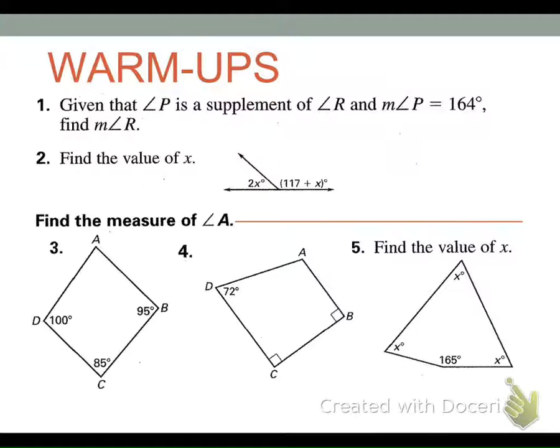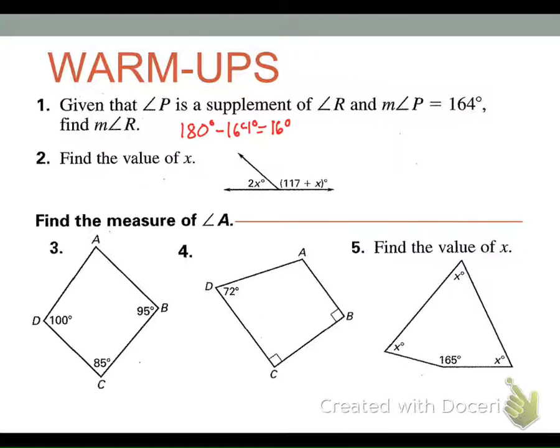Okay, so for our first one, we see that P is a supplement of R. What does it mean to be supplementary? Yeah, Leah? 180. So that means we know that 180 minus our angle that we have, which is 164 degrees, equals what value? What'd you say? 63? Double check real quick your math. 16. 16 degrees, yep.